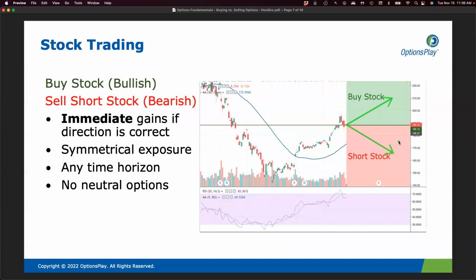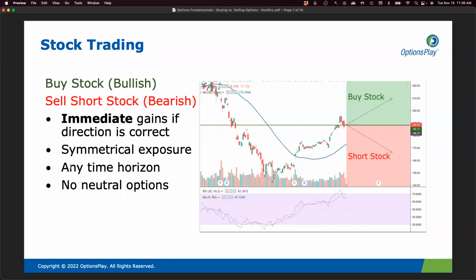So when you're buying a stock, we call this immediate gains, meaning if you buy a stock and the stock ticks up, by even one crown, you'll be profitable. If it declines by 1 crown, you'll lose 1 crown. So you have immediate gains in the direction if the directional view that you have is correct, and you're getting symmetrical exposure, meaning you know exactly how much potential you can make if the stock goes up by 10 crowns, you know exactly how much you would lose if it declines by 10 crowns.